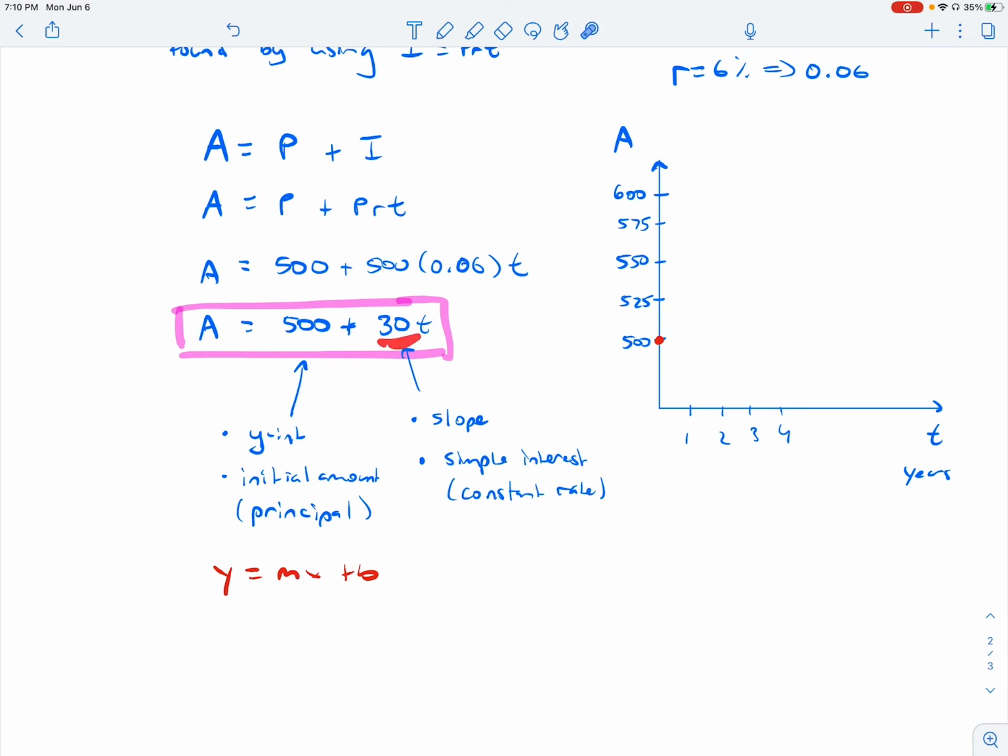So the slope is 30, meaning I'm going to make $30 each year. So plug in 1, I'd be at 530. That'll be right there. After 2 years, it makes $60, so there'll be another 30 in the account, so it'll be at 560. And then after 3 years, that's a total of $90 interest, so it'll be at 590. 590 would probably be about right up there.